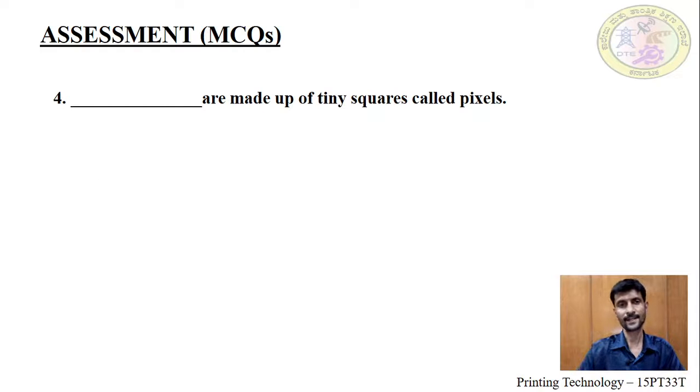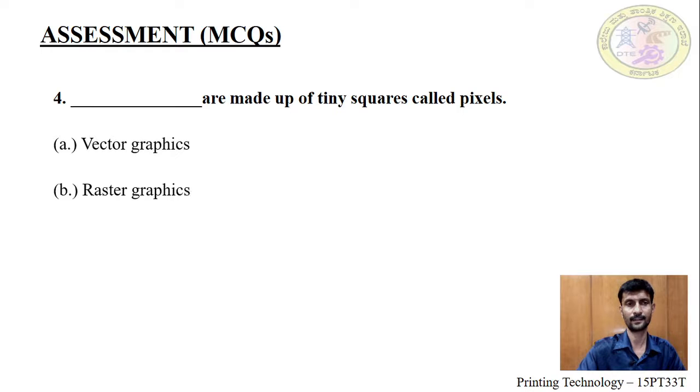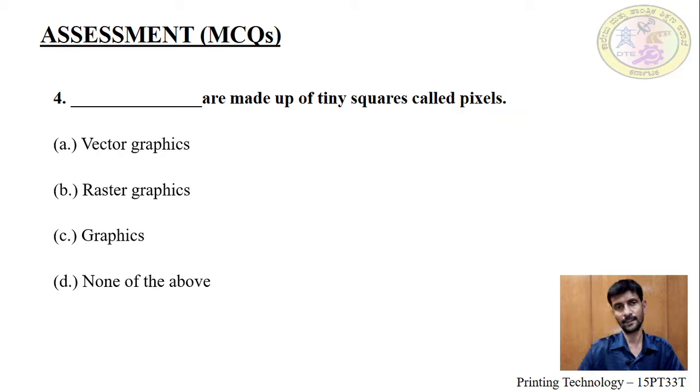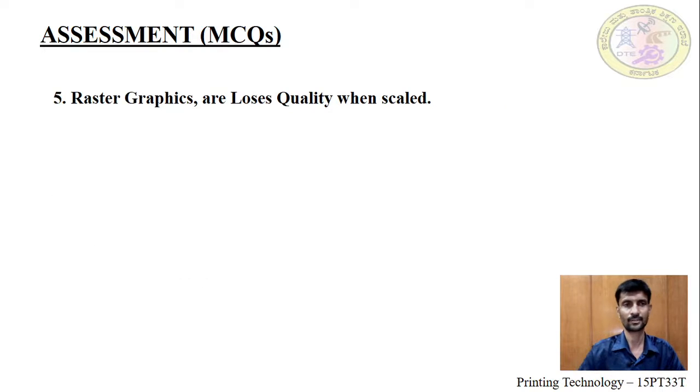Next question. Dash are made up of tiny squares called pixels. The options are vertical graphics, raster graphics, graphics and none of the above. Normally it is made up of tiny pixels or dots. This is the clue to answer. It may be correct as bitmap graphics.